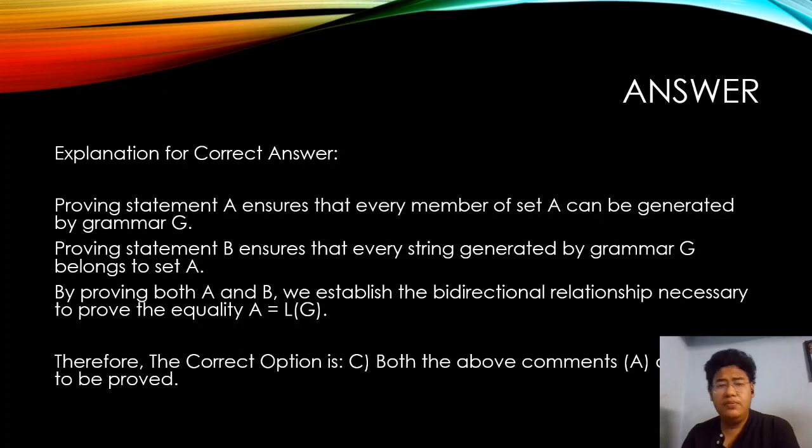So now we are going to explain the correct answer. Proving statement A ensures that every member of set A can be generated by grammar G. Proving statement B ensures that every string generated by grammar G belongs to set A. By proving both A and B, we establish the bidirectional relationship, so that it can move in both directions. It is not unidirectional in nature. To prove the equality A equals L of G, therefore, the correct option is C: both the above comments A and B.